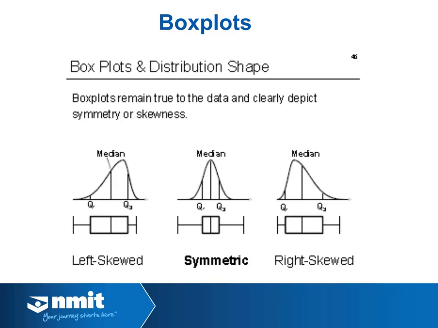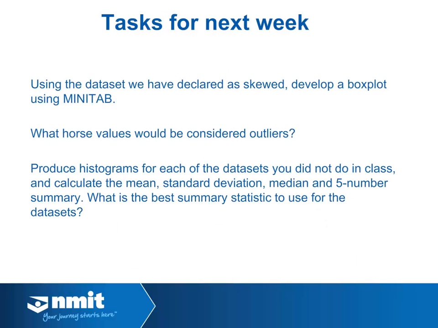The left skewed and the right skewed data, on the other hand, have a large interquartile range, Q3 minus Q1, a large distance between those quartiles, which shows that a lot of the data is very spread.